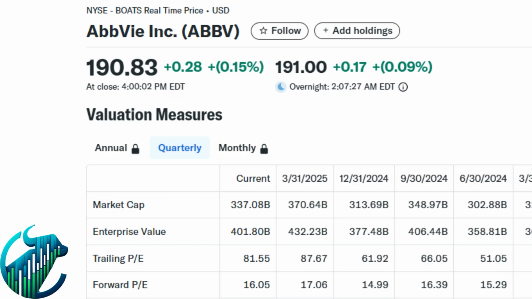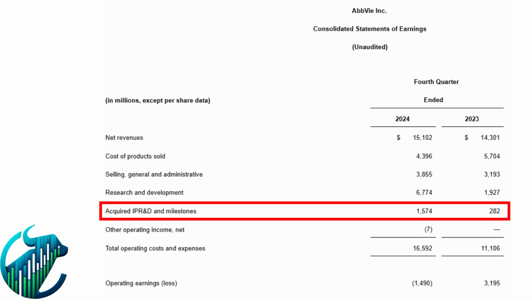Its trailing PE is over 80. That looks incredibly expensive. But why does it look like such a bad buy? The reason is that the company's Q4 results are weighing down its EPS. Back at the end of 2024, the company incurred IPR&D expenses, which are costs related to a recent acquisition. This isn't a recurring expense, but it still impacts the bottom line.